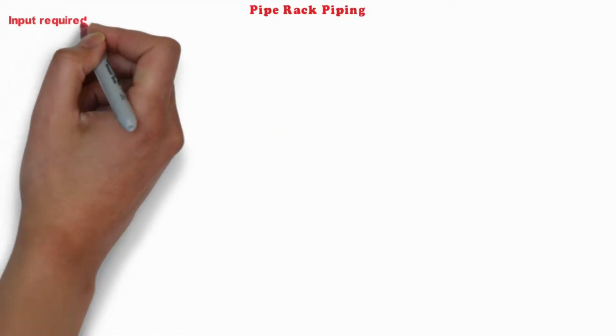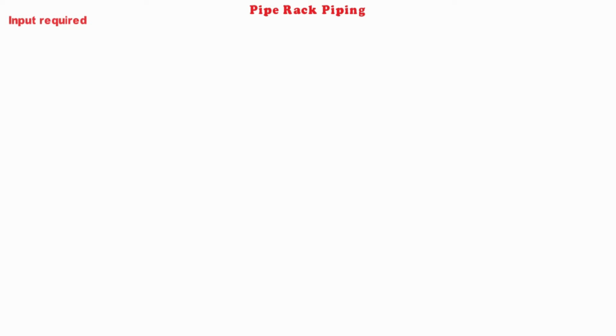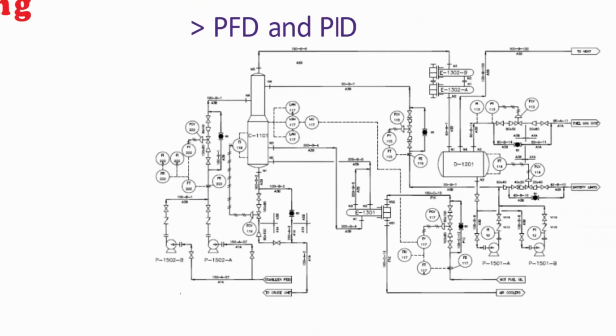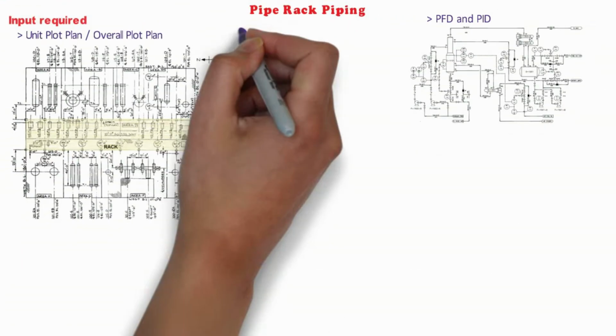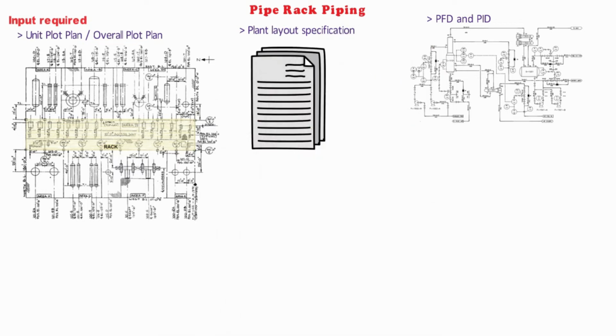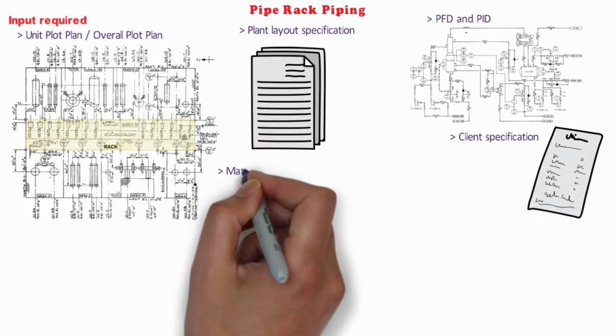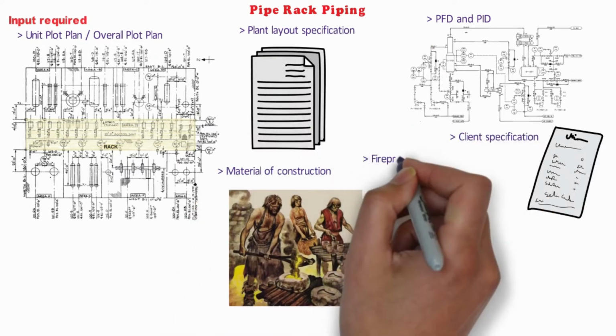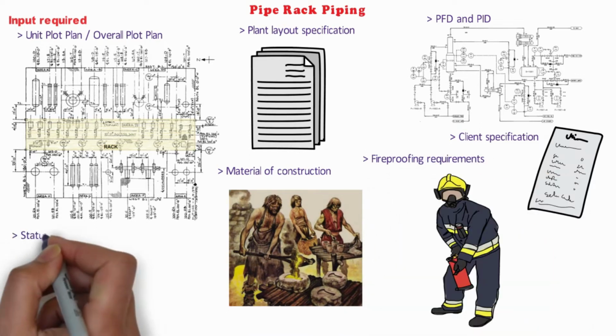Some input data and drawings are required to be studied before starting the detailed design of the pipe rack, like the unit plot plan or overall plot plan, piping flow diagram and PNID, plant layout specification, client specification, material of construction, fireproofing requirement, and statutory requirement.